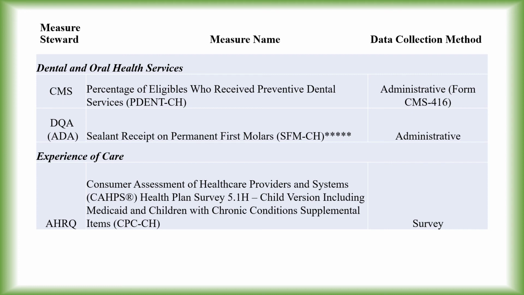The other category is experience of care. The measure is the Consumer Assessment of Healthcare Providers and Systems, or CAHPS, Health Plan Survey 5.1H, child version including Medicaid and children with chronic conditions supplemental items. The measure steward is AHRQ, which stands for Agency for Healthcare Research and Quality. Survey is the data collection method.